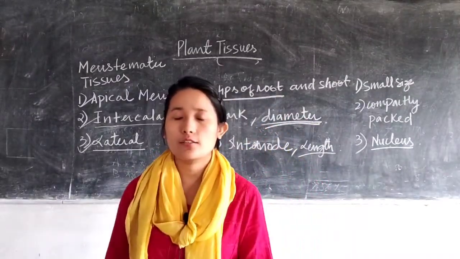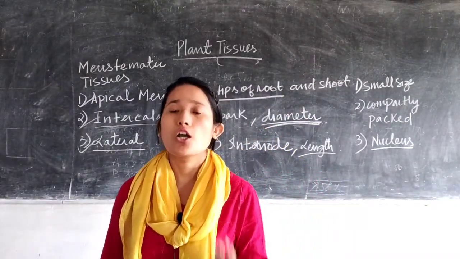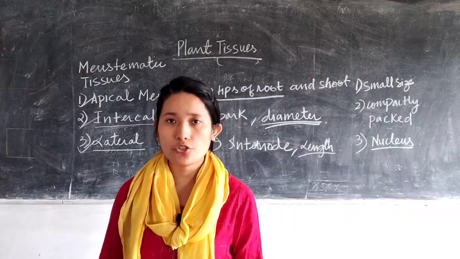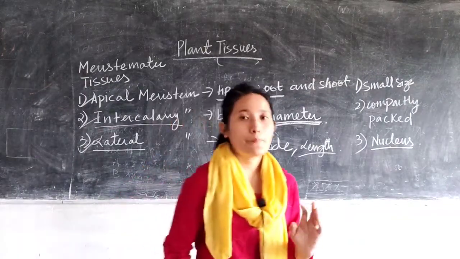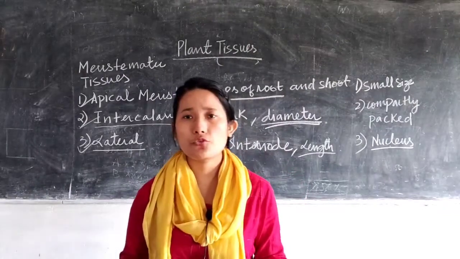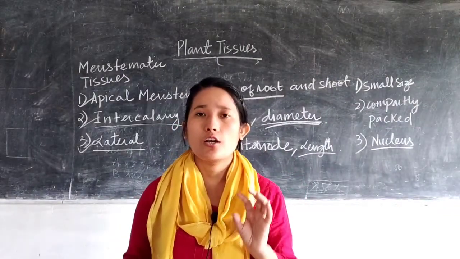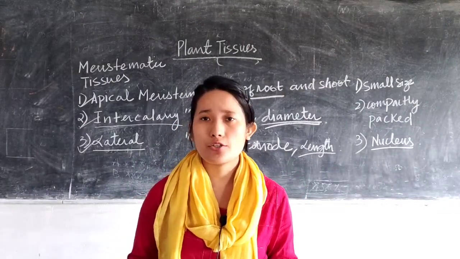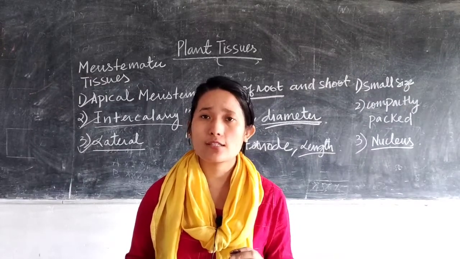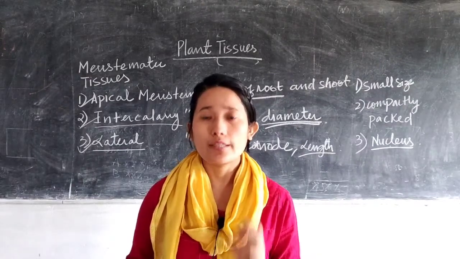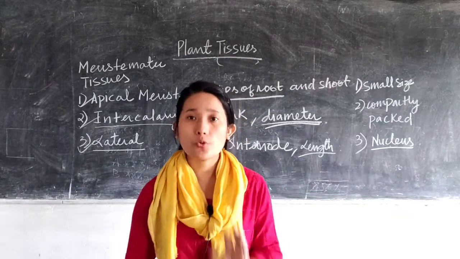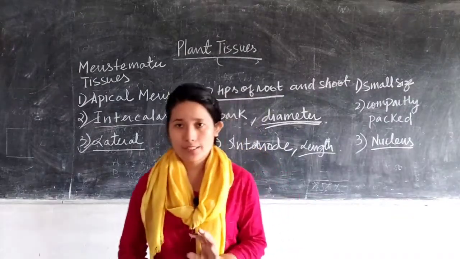Those are the structure of the cells of a meristematic tissue. They are compactly packed, they have a prominent nucleus, they are abundantly filled with cytoplasm, and they are very small in size. The cell walls are very thin. So that's all we have to know about meristematic tissue.